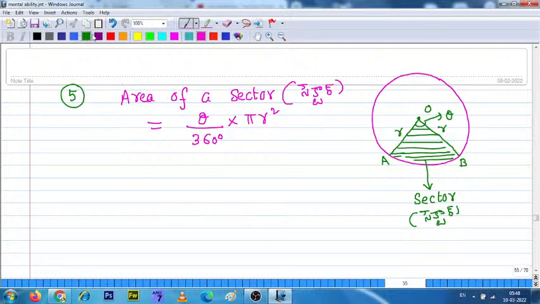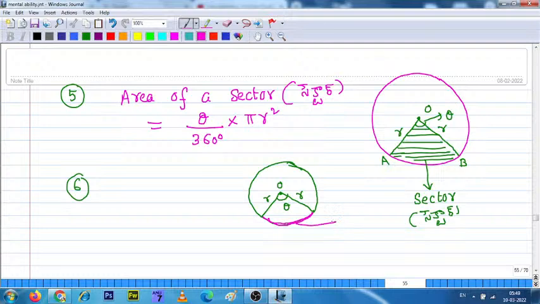For example, sixth point. For example, this is a circle, right? This is center. The angle at the center is equal to theta, with radius R. This portion is called the length of the arc. This is called arc. చాపము అంటారు.